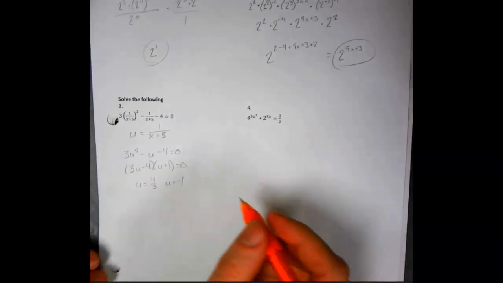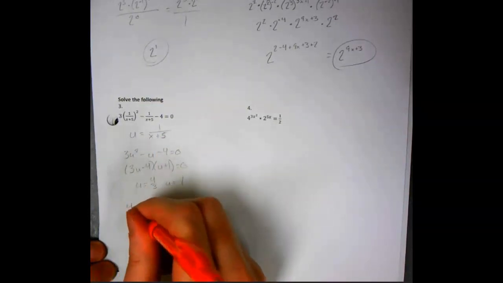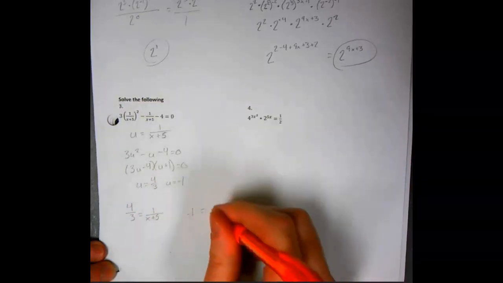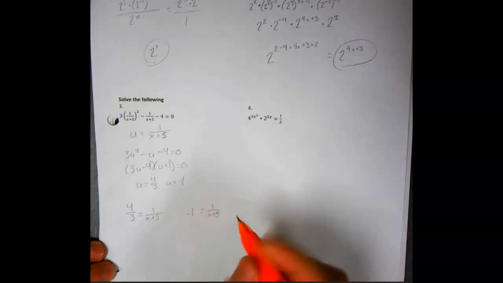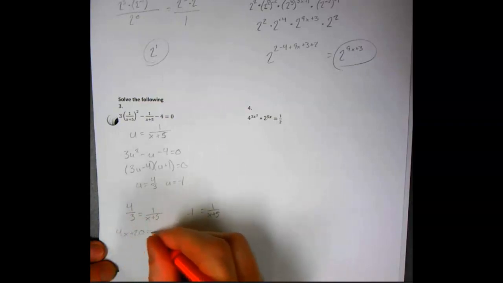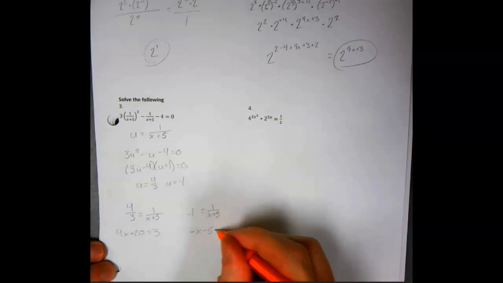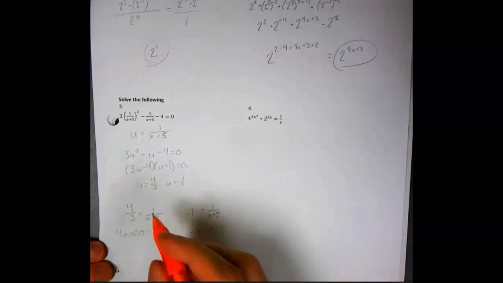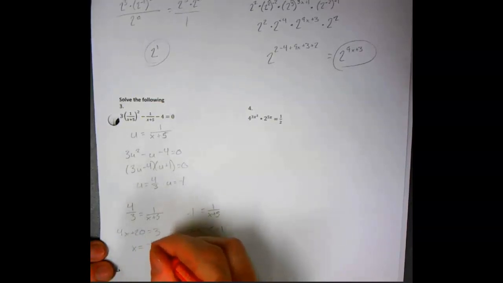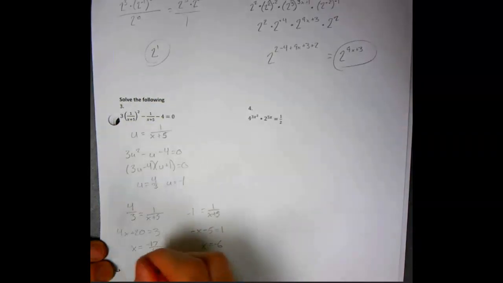And now you need to use your u equation again. So I have 4/3 equals the 1 over x plus 5, and we'll have negative 1 equals the 1 over x plus 5. Your cross multiplication. And then solve for x. So at the end of this one, you'll have x equals negative 17 over 4, and x equals negative 6.